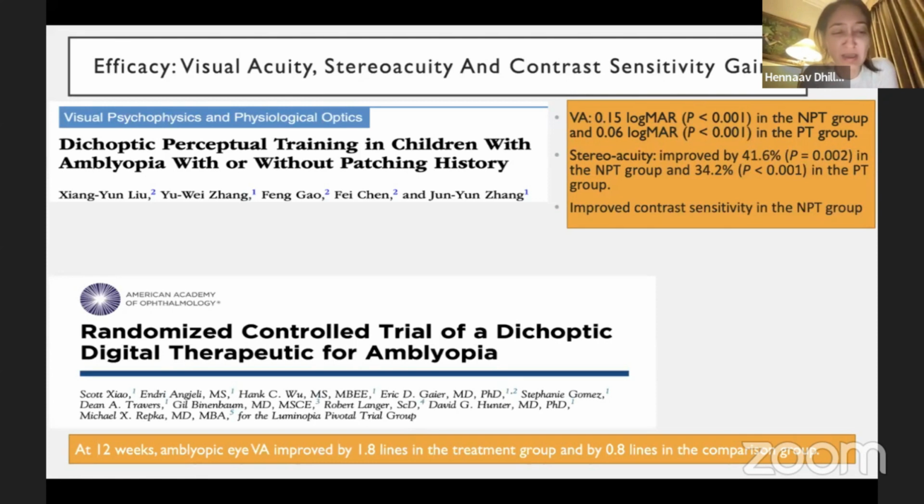Recently published in 2019 in the American Academy, there has been a randomized controlled trial of dichoptic digital therapy for amblyopia by Scott et al.